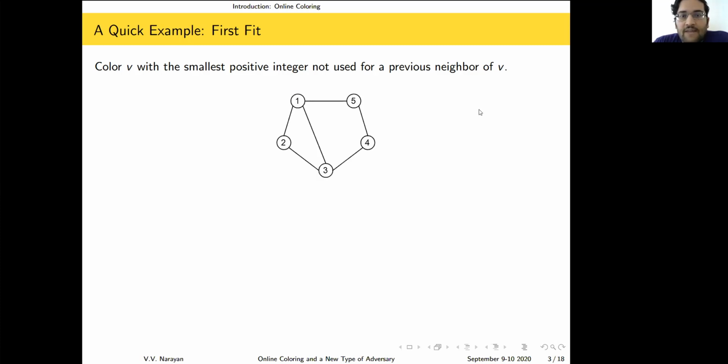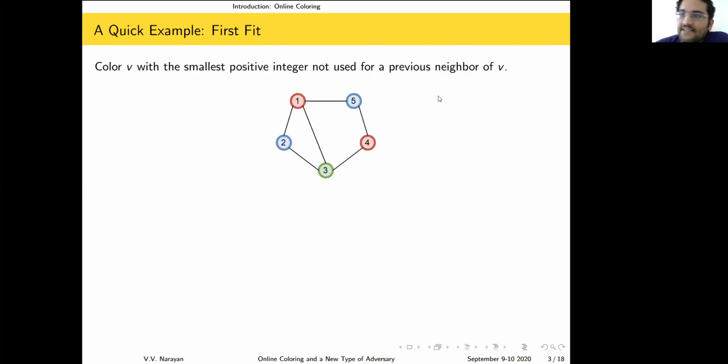In the same example we had before, First Fit colors vertex 1 red, vertex 2 blue, vertex 3 green because it sees both 1 and 2. But it colors vertex 4 red because vertex 4 does not have an edge to vertex 1, and it's the first color that was used. It colors vertex 5 blue since it doesn't have an edge to 2. It's the second color that was used. So First Fit can color this with 3 colors.